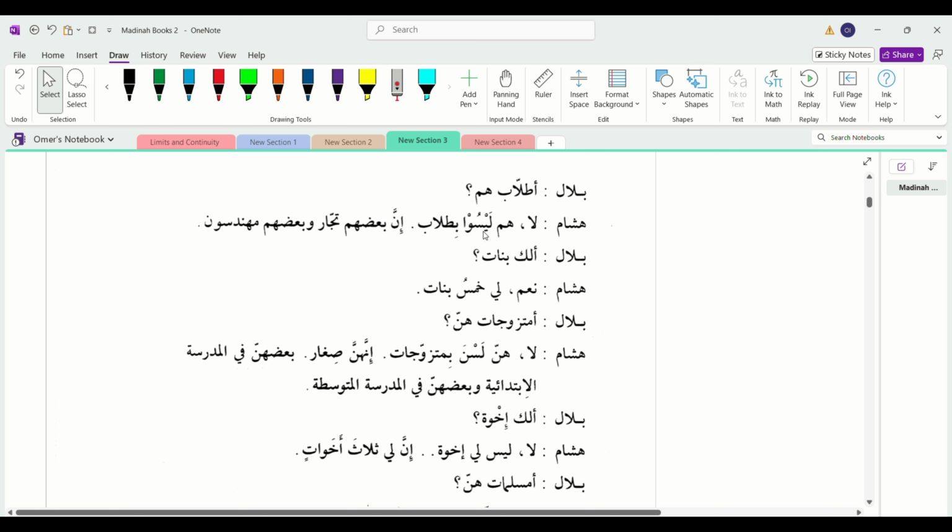No, ليسوا. So if you guys remember the conjugations we learned from the previous book, ذهب ذهبت ذهبتَ ذهبتِ ذهبنا ذهبتم ذهبتن. So ليس follows those rules. Like I previously told you guys, all the فعل follow the same rules. So ليسوا لا هم ليسوا بطلاب. No, they're not students. إن بعضهم تجار وبعضهم مهندسون. Indeed, some of them are traders, and some of them are engineers.